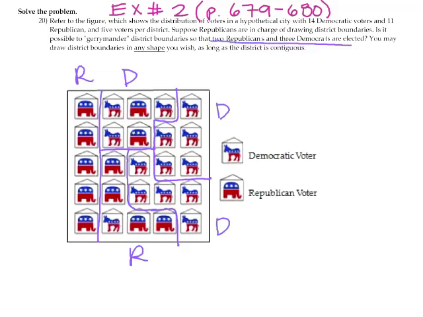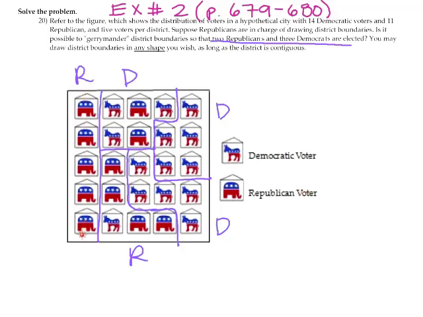Again, you can draw district boundaries in any shape you wish. It just needs to meet the following conditions from the problem. This is just how I grouped it, so there is more than one answer. So again, these are the symbols designated for Democratic voter. This is a symbol designated for Republican voter. And as you can see in each group, I have a total of 5.